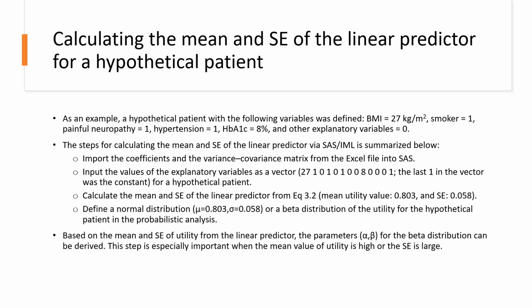We have summarized the steps of calculating the mean and standard error of the linear predictor via SAS-IML. Step 1. Import the coefficients and the variance-covariance matrix. Step 2. Input the values of the explanatory variables as a vector. And Step 3. Based on equation 9, calculate the mean utility value and the standard error of the linear predictor.